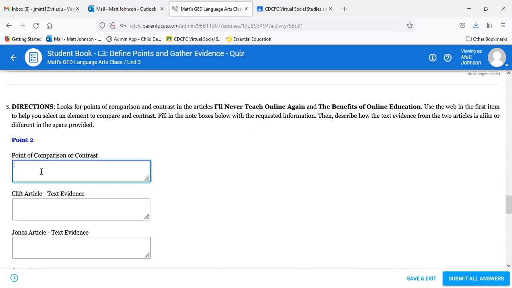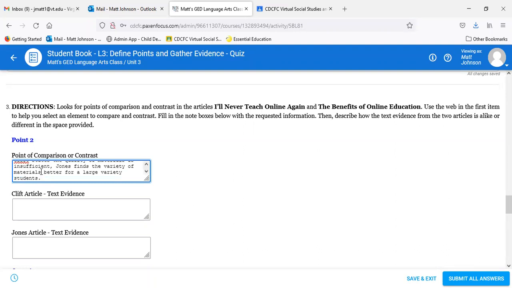So we'll say for Cliff's side, we'll say the quality of materials. Cliff states the quality of materials is insufficient. Fancy. Okay. Jones. Again, this is where you think of word choice and everything. How about Jones finds the variety of materials better for a large variety of students? How about that? Sounds good.